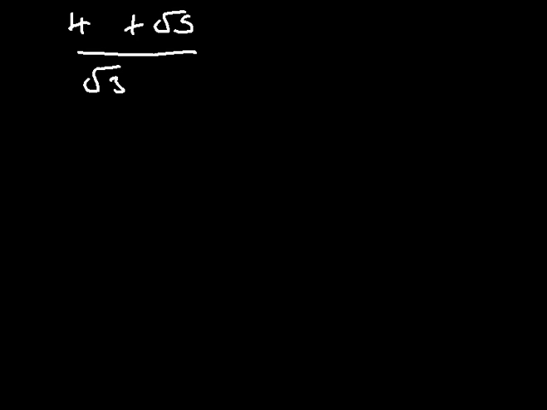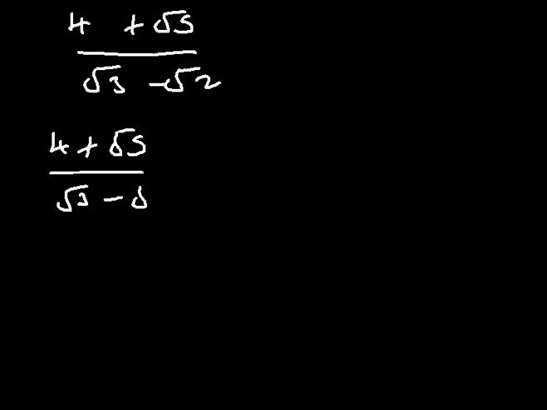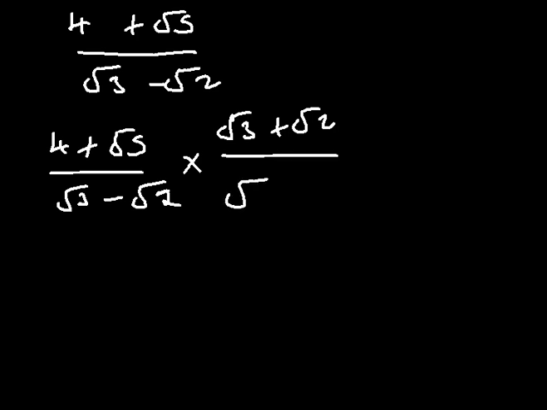That should be minus, let's say, the square root of 2. Now, how should you rationalize? Let's think of rationalizing the denominator. So in this case, the principle remains the same. We'll have 4 plus the square root of 5, divided by the square root of 3 minus the square root of 2. Which is times, what is the conjugate of this? It should be the square root of 3 plus the square root of 2, divided by the square root of 3 plus the square root of 2.